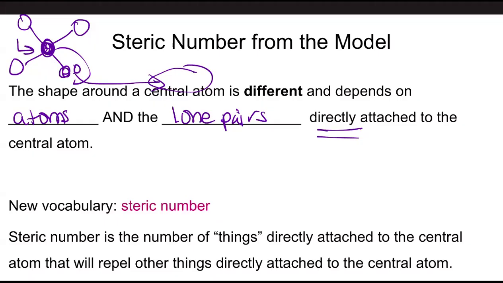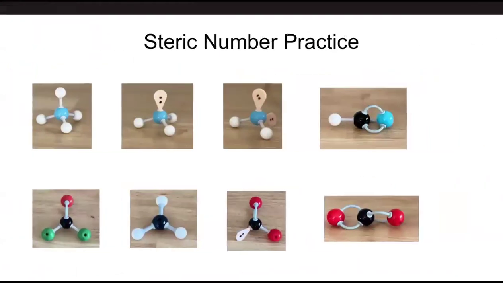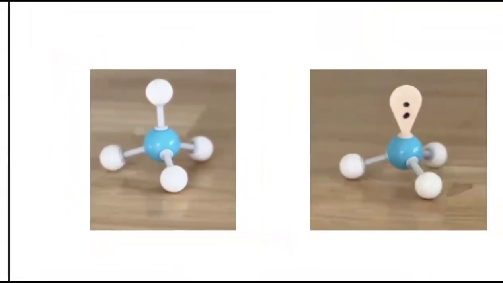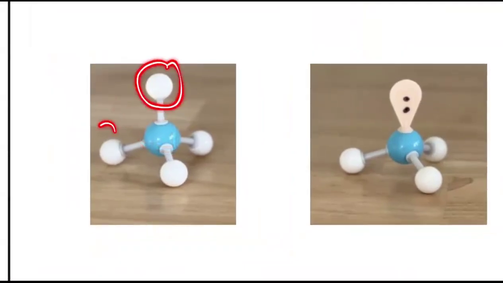You're going to learn a lot of new terms today. So if you need to, pause and just think about what that means so you can memorize them now, not later. Steric number is the number of lone pairs or atoms that are directly attached to the central atom. Okay, so steric number practice. Let's do the first one. My central atom is the one where, hopefully you said in the center, that's my central atom. How many things are attached to it? 1, 2, 3, 4. So 4 is my steric number for that.